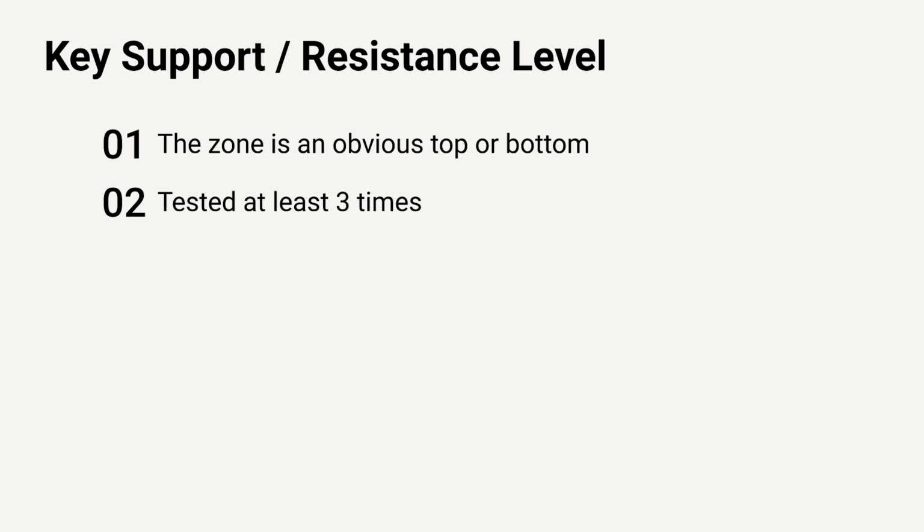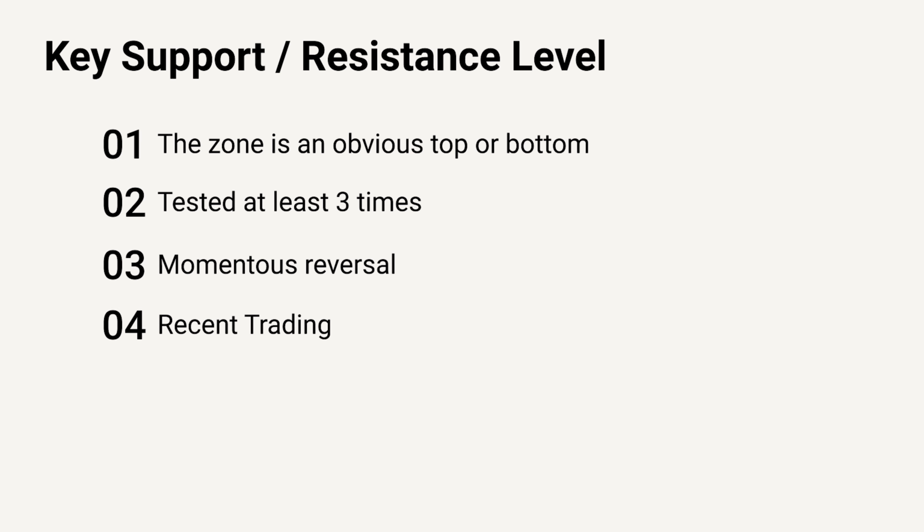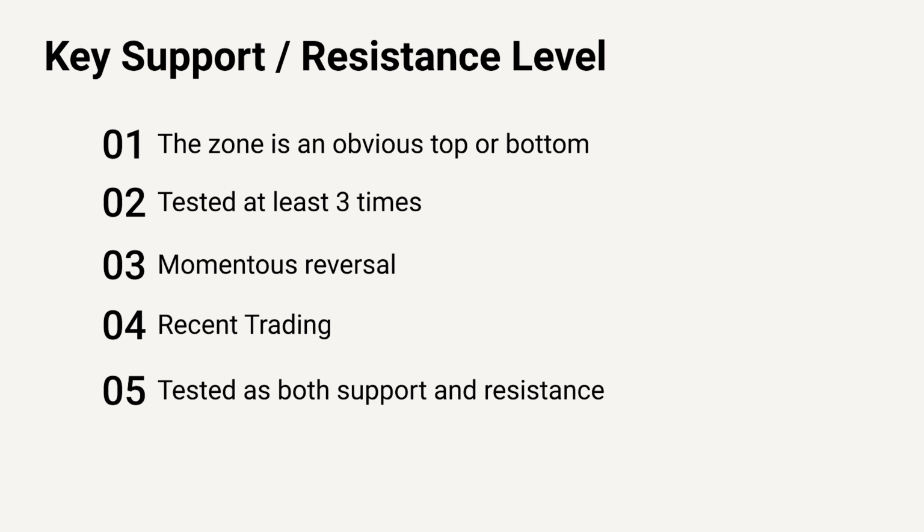The more the level or zone was tested, the better, and the stronger the zone is. Third one, there should be a momentous reversal from the zone. Then, fourth one, it should be a recent trading area. Last but not the least, it should be tested as both support and resistance zone. However, this list need not be completely fulfilled. Appearance of at least 3 of these requirements would be enough.